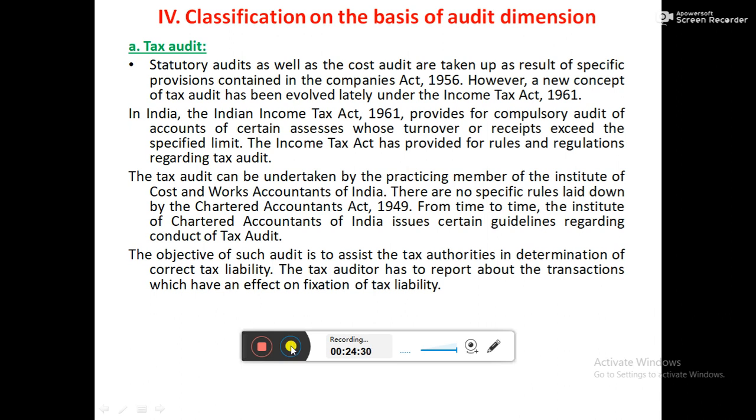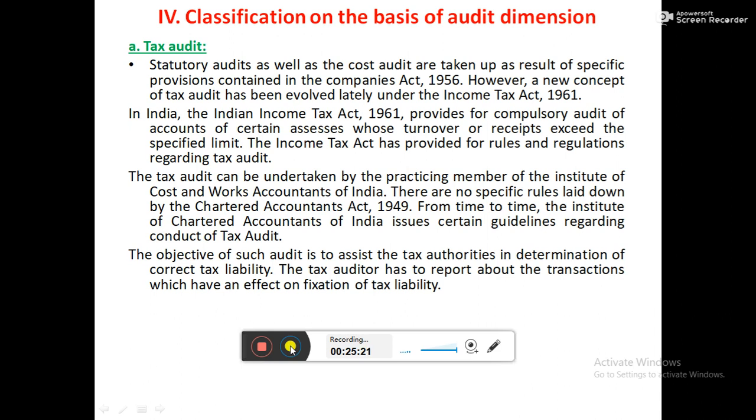First let me take up the tax audit. In India, statutory audits as well as the cost audit are taken up as a result of specific provisions contained in the Companies Act of 1956. However, a new concept of tax audit has evolved lately under the Income Tax Act 1961. The Indian Income Tax Act 1961 provides for compulsory audit of accounts of certain assessees whose turnover or receipts exceed the specified limit. The Income Tax Act has provided rules and regulations regarding the tax audit.